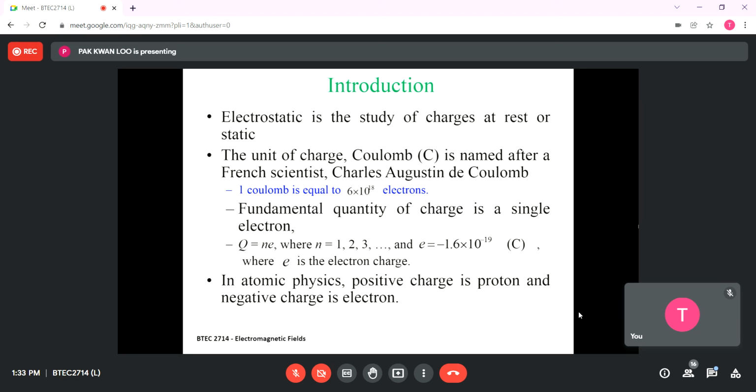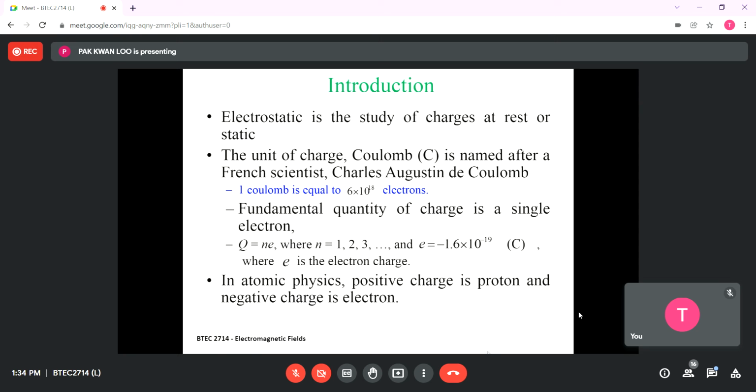So 1 coulomb is equal to 6 times 10 to the power of 18 electrons. The fundamental quantity of charge in a single electron is just Q times the number of electrons and the electron charge. So the electron charge is equal to negative 1.6 times 10 to the power of negative 19. In atomic physics, positive charge is related to proton, while negative charge is referred to as electrons.